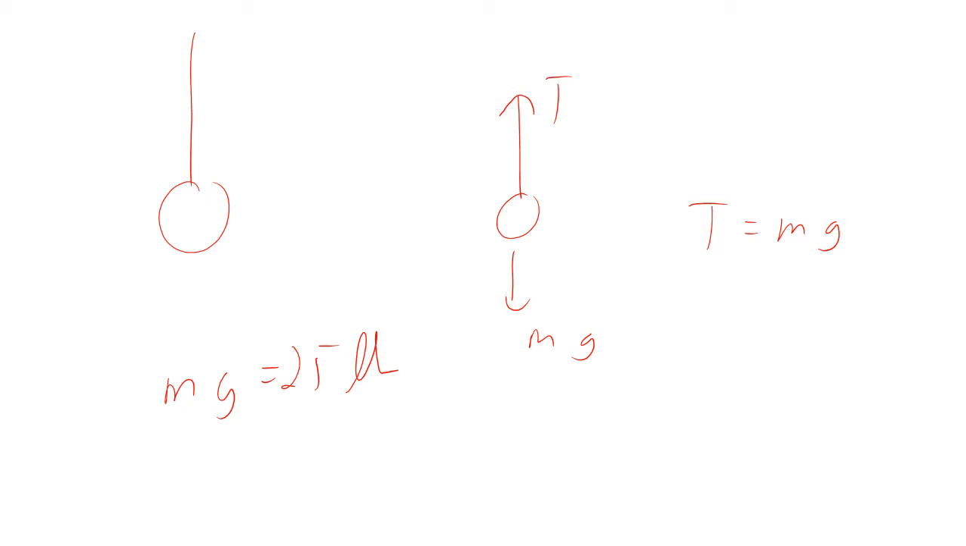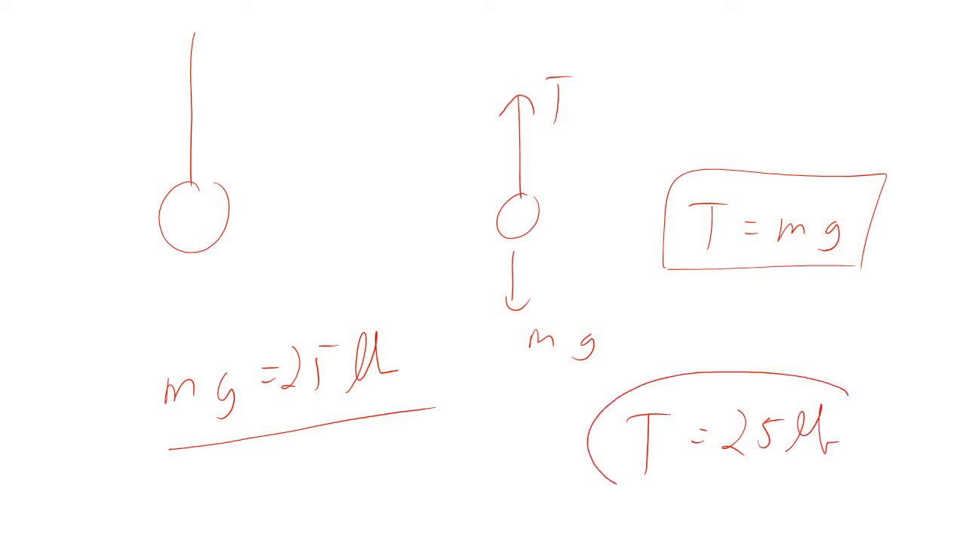Basically another way of stating this is force up equals force down, force left equals force right. Everything is straightforward, so that's going to be it. mg is 25 pounds, so the tension is 25 pounds. Very straightforward. Well, now let's say we have this object and we pull on it like this.